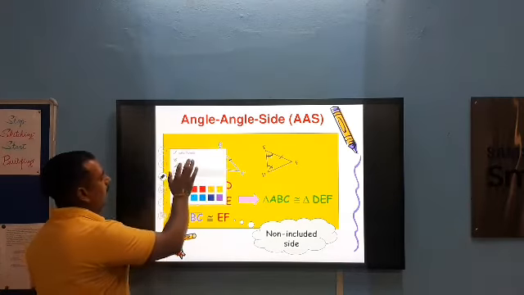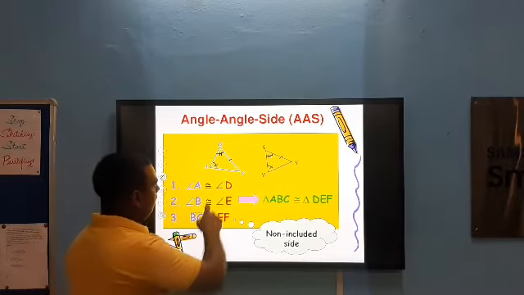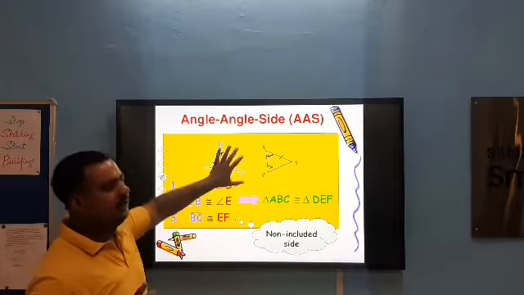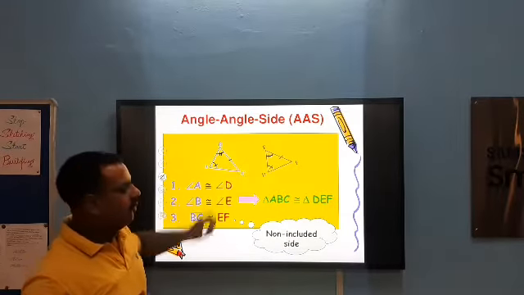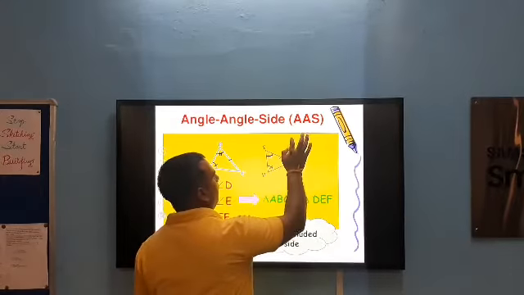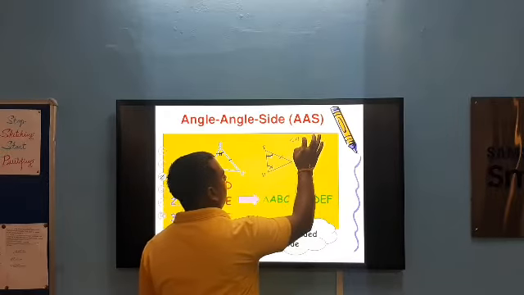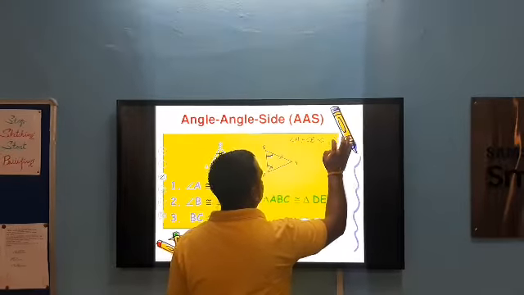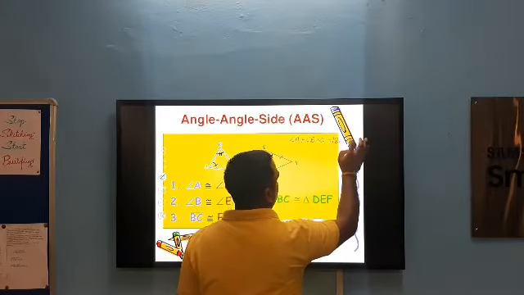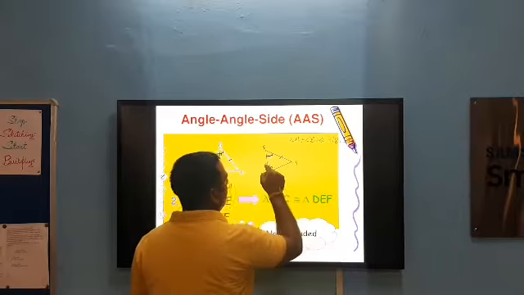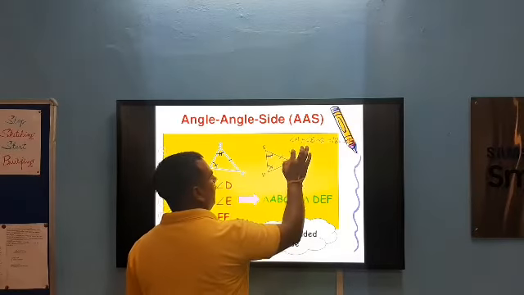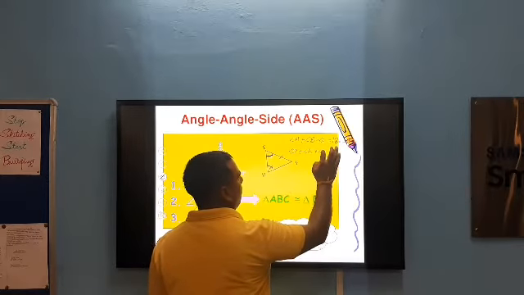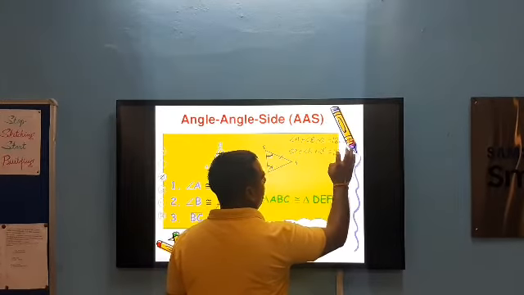So we can say, if we consider the angle sum property, how it is possible. So we can take angle sum property, and we know that angle A plus angle B plus angle C is equal to 180 degrees. Okay? In triangle DEF, angle D plus angle E plus angle F is also equal to 180 degrees.